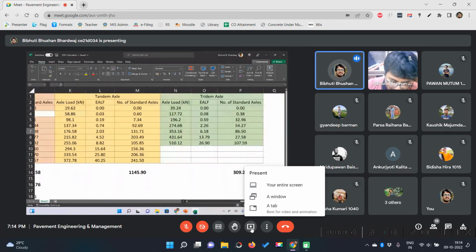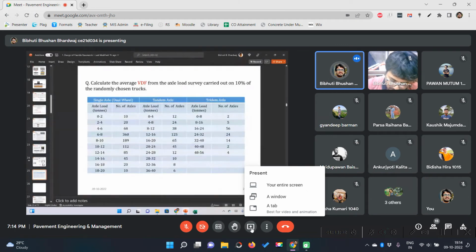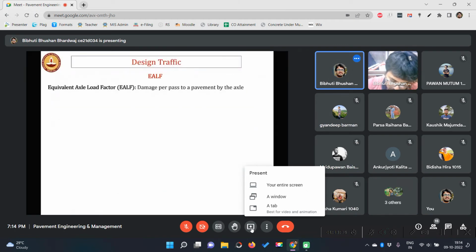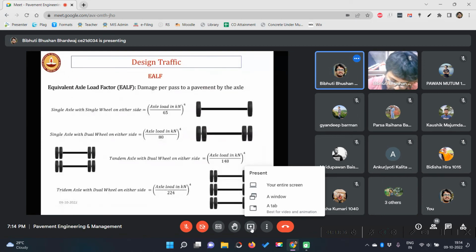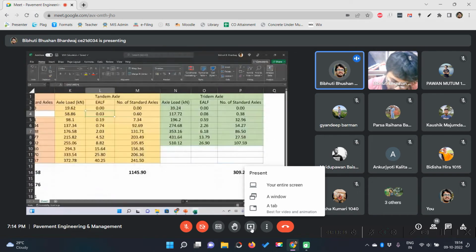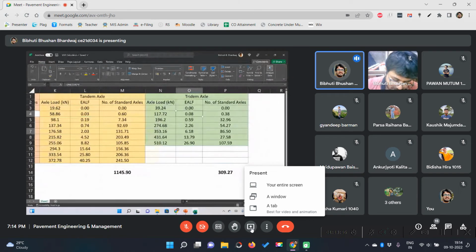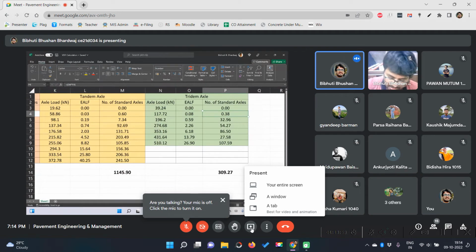Similarly for tridem, for tandem, how will you calculate? This will be divided by 148, right? Because here if you see, this was 148. For tridem it's 224, right? So here for tridem we have to divide it by 224. Okay, so the number of standard axles will be again multiplied by the number of axles.